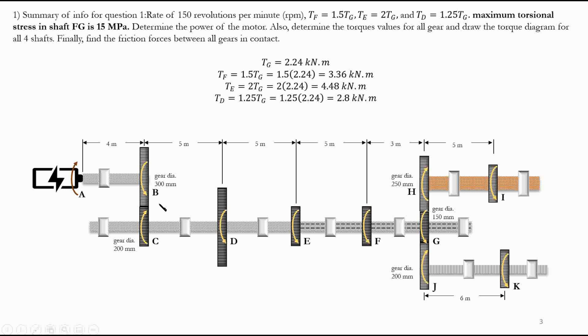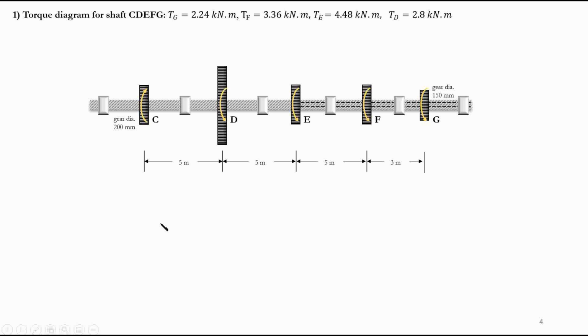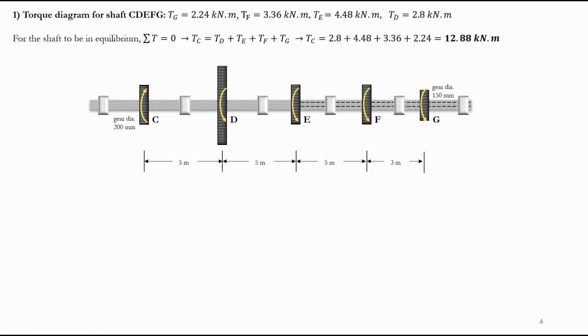But what about TC? How can we find that? We have 5 torque values, and we have 4 of them. So we can use the equilibrium equation for this shaft to find TC. For the shaft to be in equilibrium, TC, which is in this direction, is equal to TD plus TE plus TF plus TG. If we write that equation, we end up with TC equals 12.88. So TC is 12.88 up.